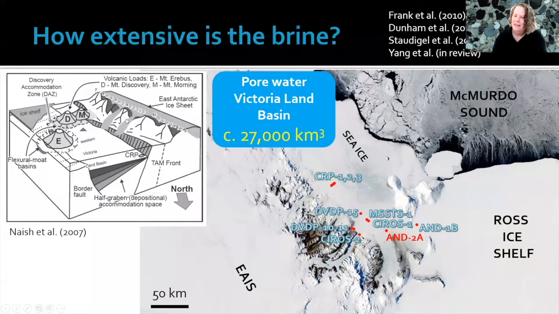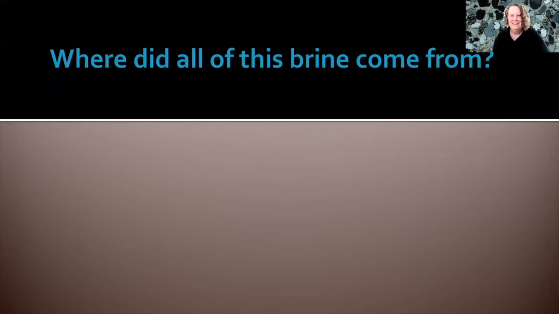If we do a back of the envelope calculation to consider how much of this brine might be in this area, we get a number of around 27,000 cubic kilometers of brine. That's a lot of brine, and that's a lot of seawater that has to freeze if you think about how much seawater you have to concentrate to form a small amount of brine. This assumes an average sediment porosity of about 15%. So, of course, the next question is, where did all of this brine come from?